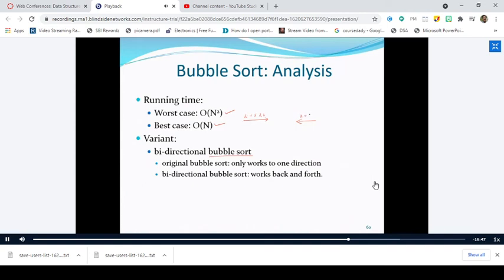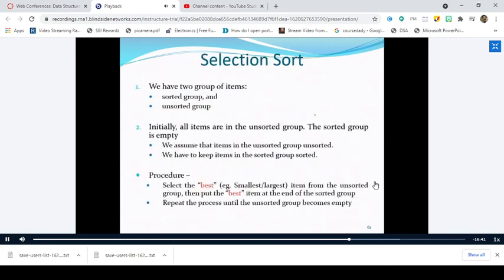Right. That is all about our bubble sort algorithm, which is very easy to code, very easy to learn and understand also. Is it clear? Any doubts?